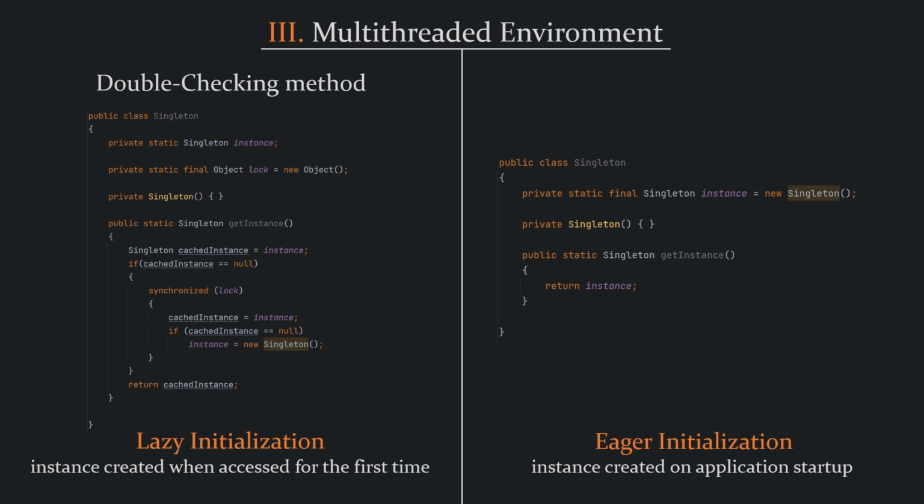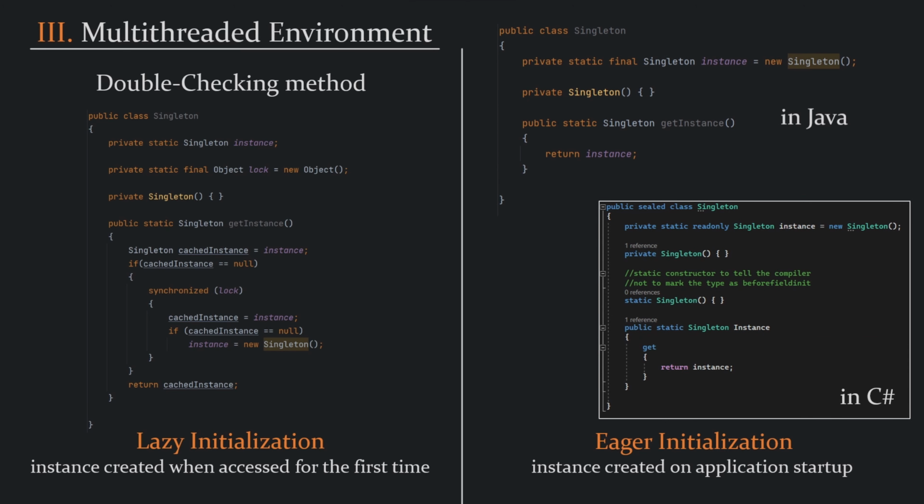With that being said, you can see how providing thread safety might differ in other languages. In C#, for example, the virtual machine for the .NET framework, also known as the Common Language Runtime, flags every type with the before field init flag if it doesn't have a static constructor.